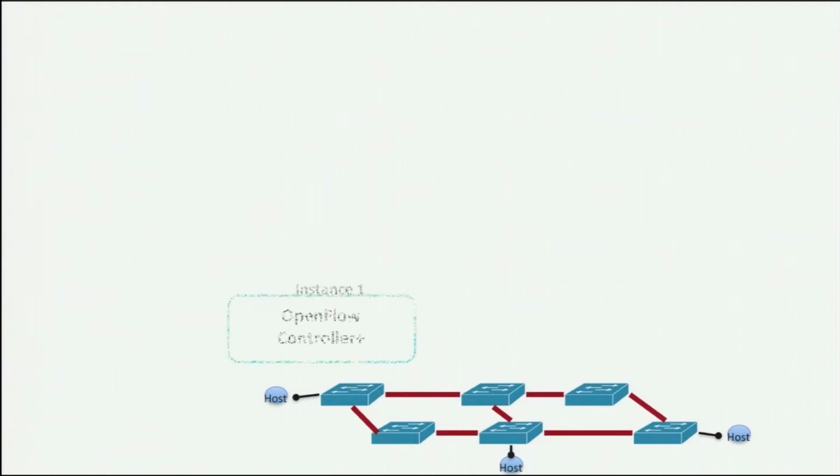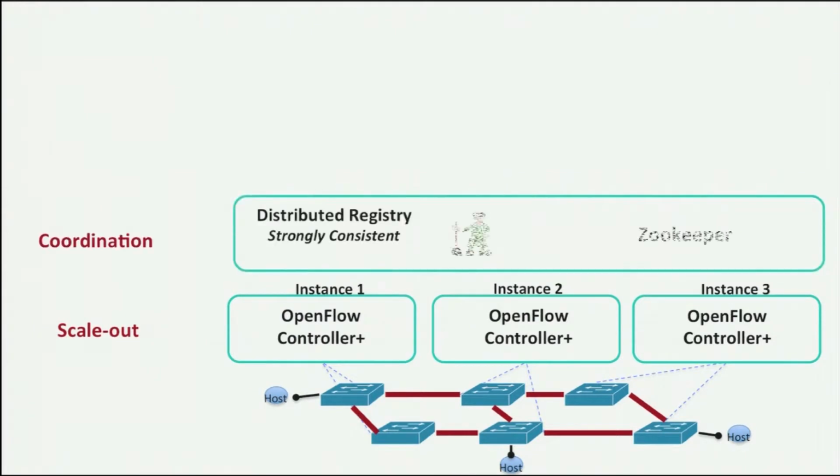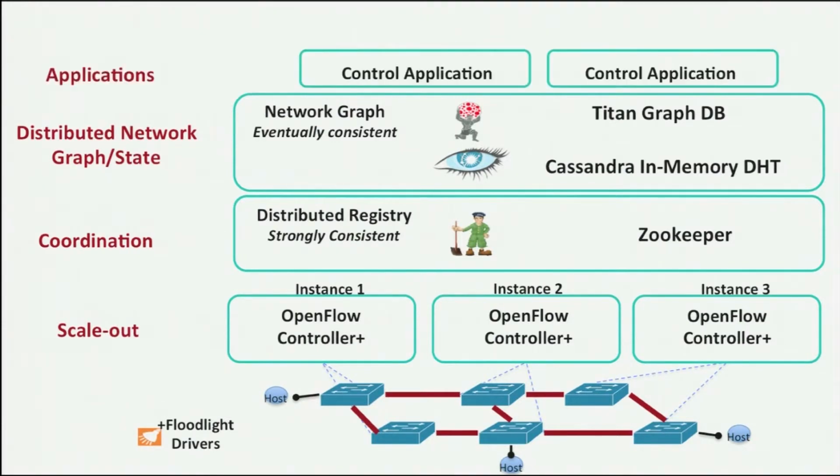Different parts of the data plane are controlled by multiple instances of ONOS. These instances use OpenFlow for the southbound interface. They need to coordinate with each other, and they use a distributed registry to cooperate. Together they work in tandem and create a global network view called the network graph, which is a northbound abstraction for control plane applications. The control plane applications use this abstraction to control the network.